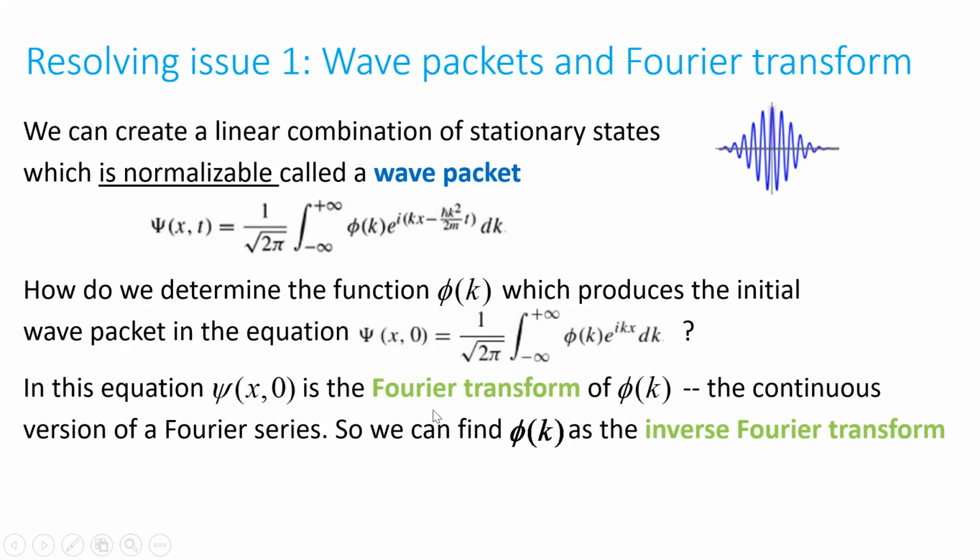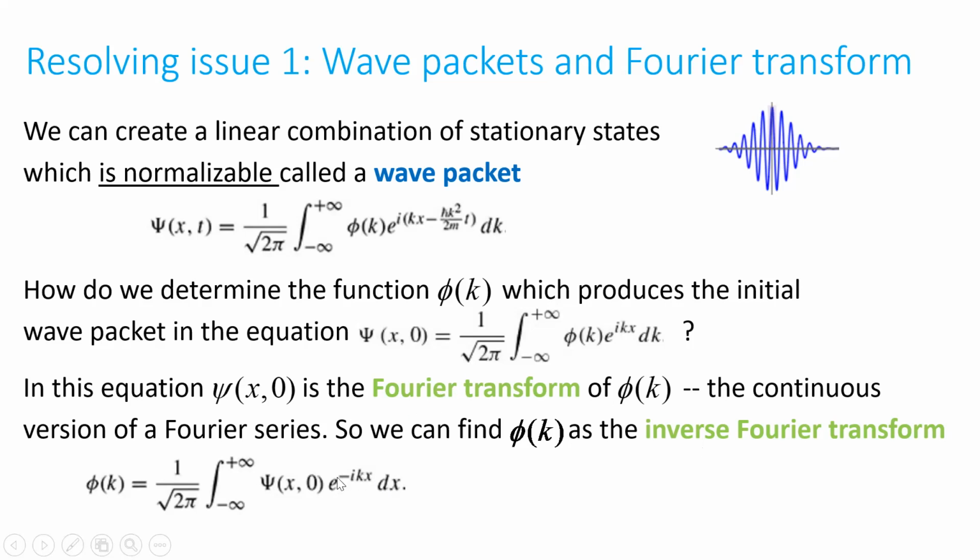And then there's a really neat property of Fourier transforms, which is that the inverse Fourier transform has almost the same formula as the Fourier transform. So if we have psi of x, 0 as the Fourier transform of phi k, we can get phi k using the inverse Fourier transform. And phi k turns out to be 1 over square root of 2 pi, integral from minus infinity to infinity, psi of x, 0, e to the minus i kx dx.